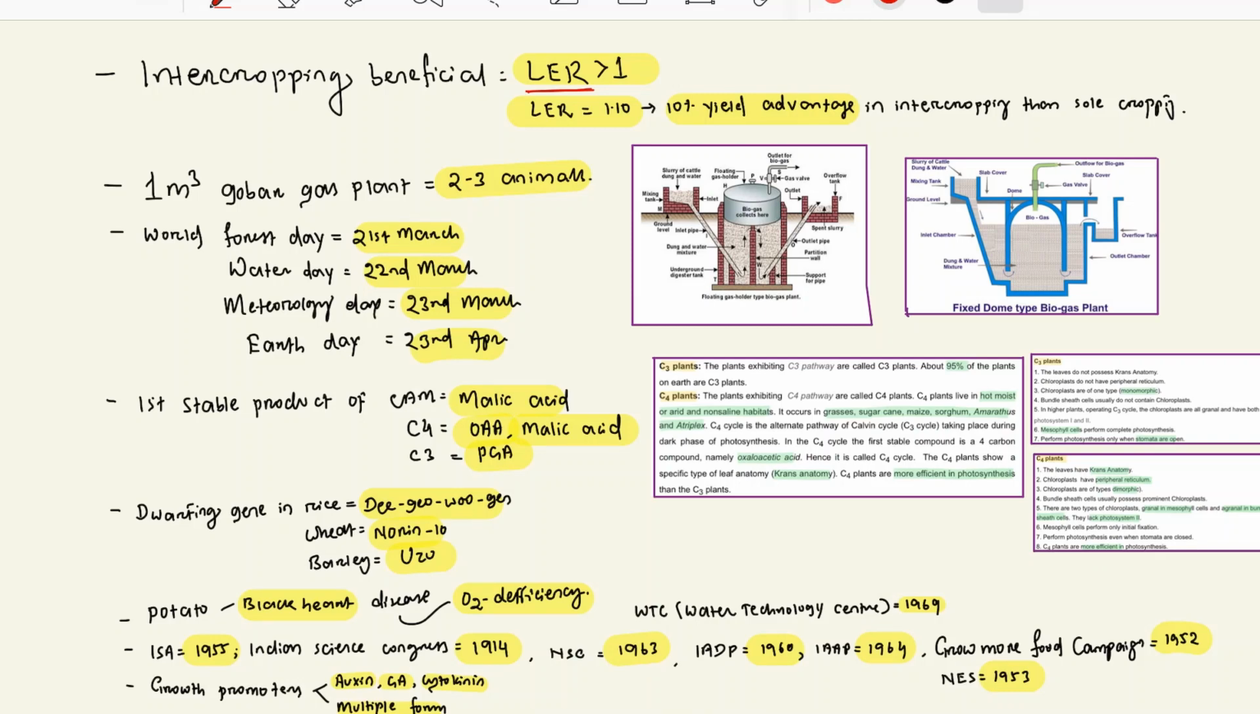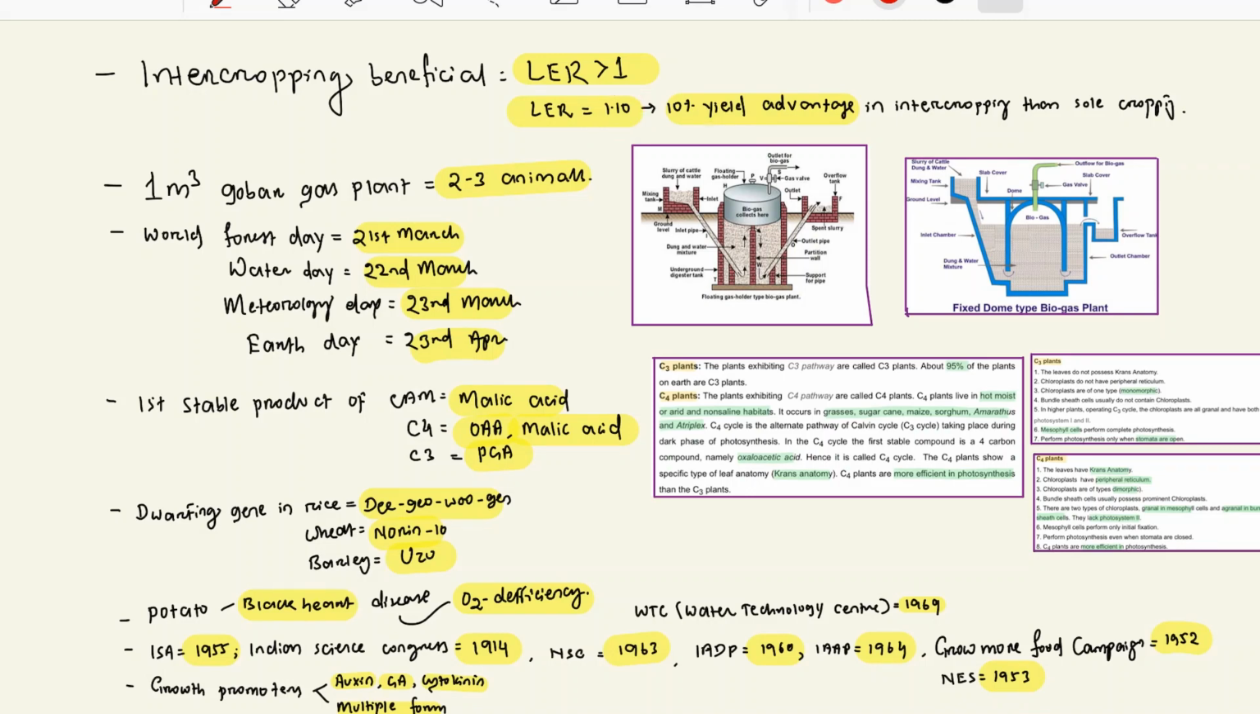If LER is equal to 1.10, if the value of LER for that intercropping system is 1.10, then we must interpret that there is a 10% yield advantage if we are going for intercropping rather than sole cropping. So intercropping is beneficial for that situation.